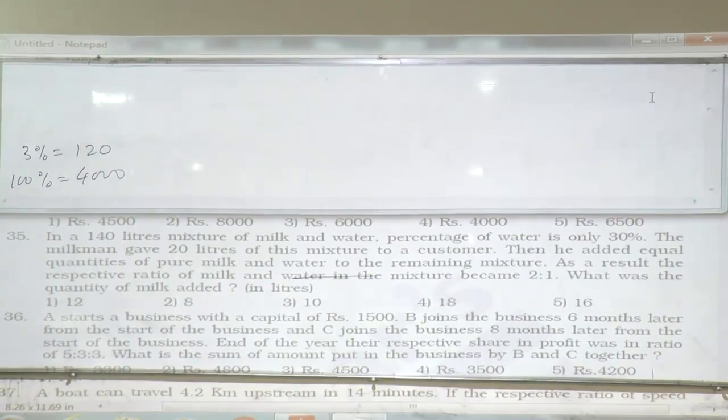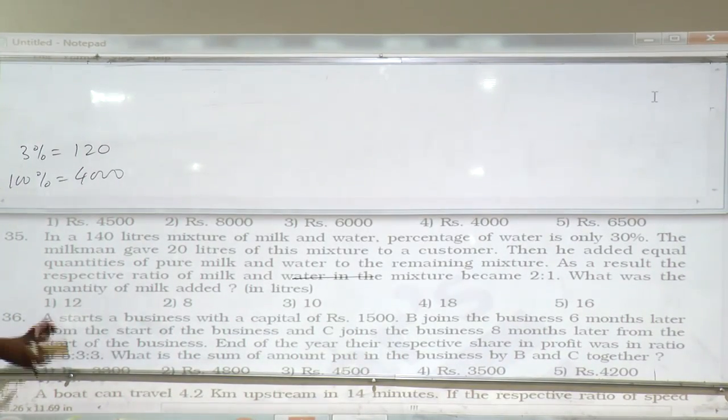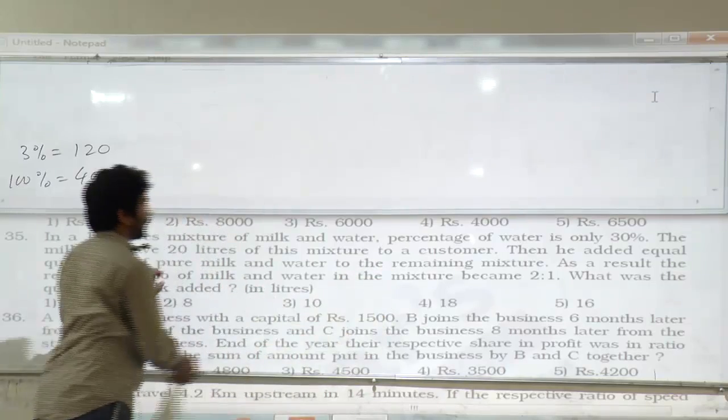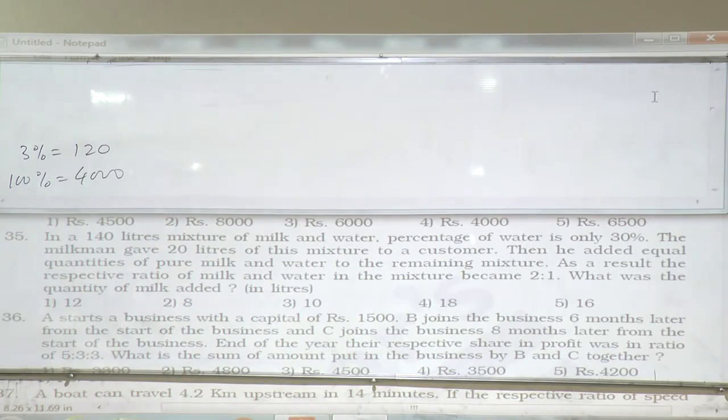In a 140 liters of mixture of milk and water, the percentage of water is only 30%. The milkman gave 20 liters of this mixture to a customer. Then he added equal quantities of pure milk and water in the remaining mixture. As a result, the respective ratio of the milk and water in the mixture became 2:1. What was the quantity of milk added here?